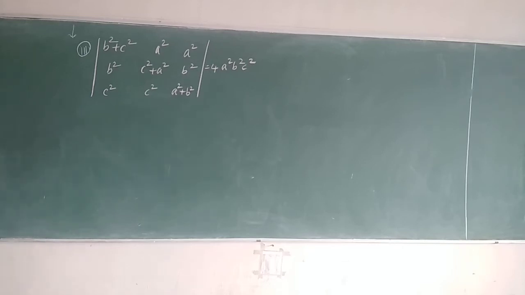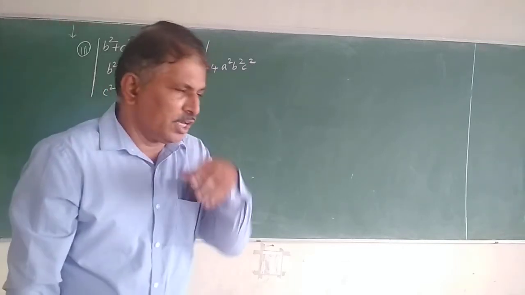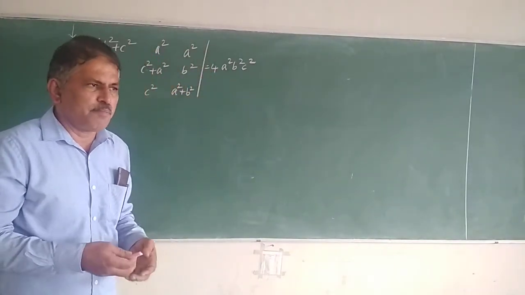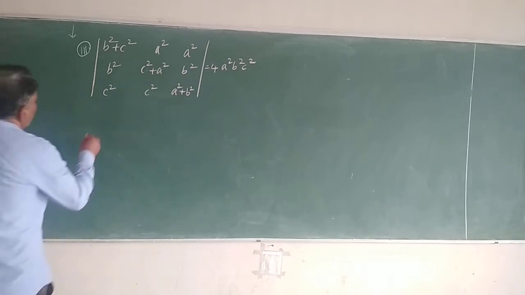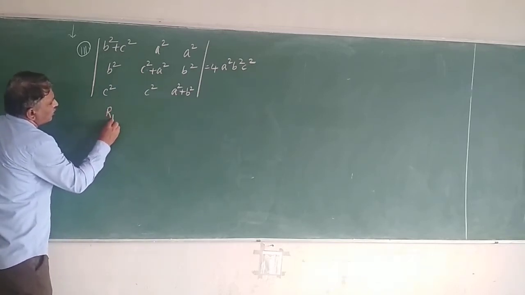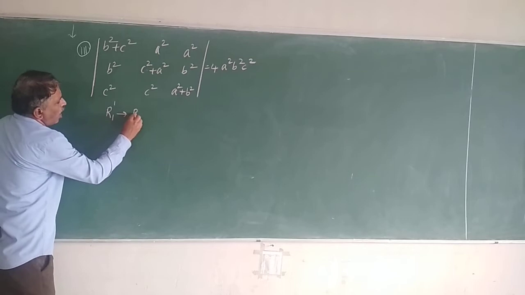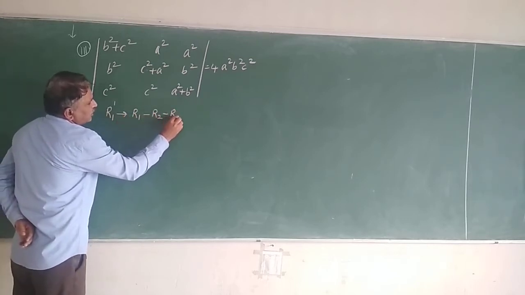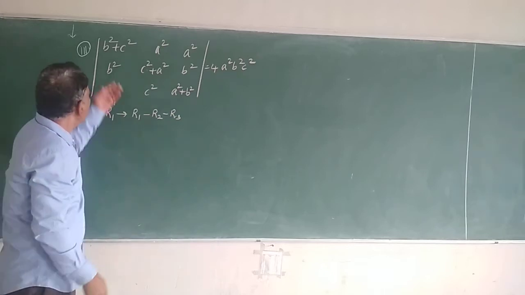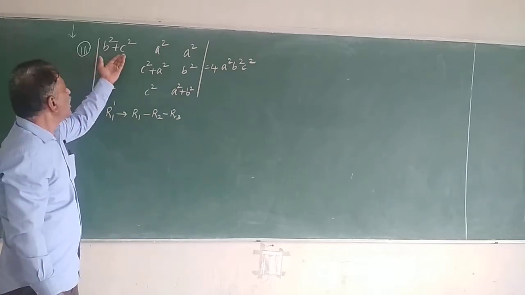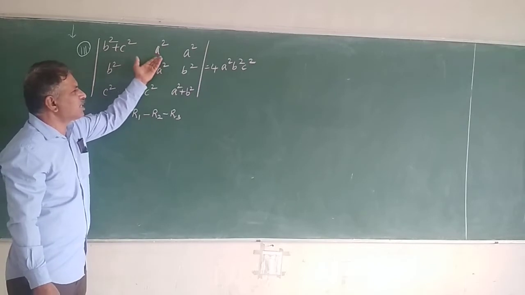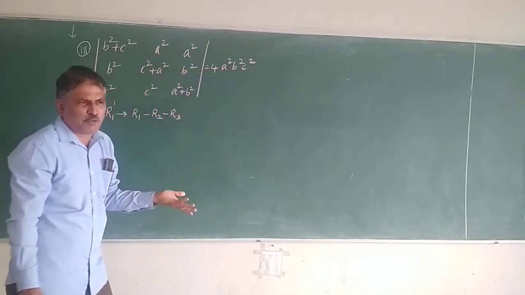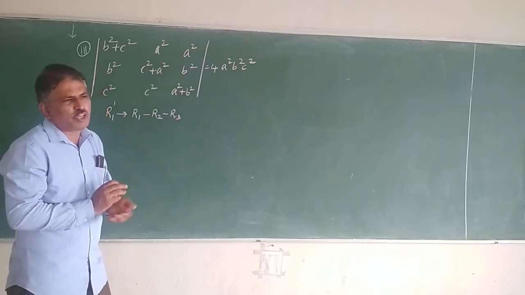Earlier, what problem we have done before this, the same method we will adopt. What I have done, R1 changes to R1 minus R2 minus R3, because everything is same. Instead of B we have B square, instead of C we have C square, and everything is same as what we have done in the earlier problem. So same method only we will follow.